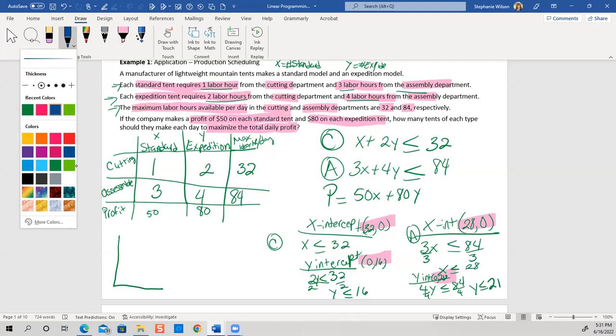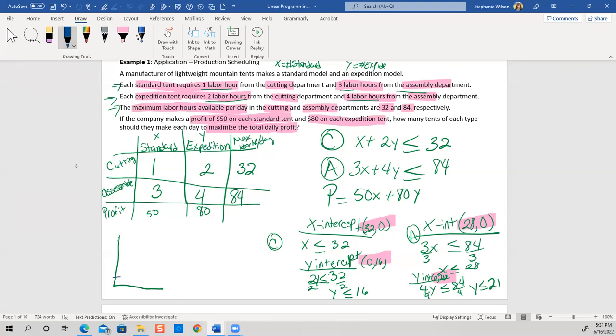Let's work in... I've got to remember I don't have a whole lot of space on my paper. So I'm going to work in 10s. 10, 20, 30, 40.